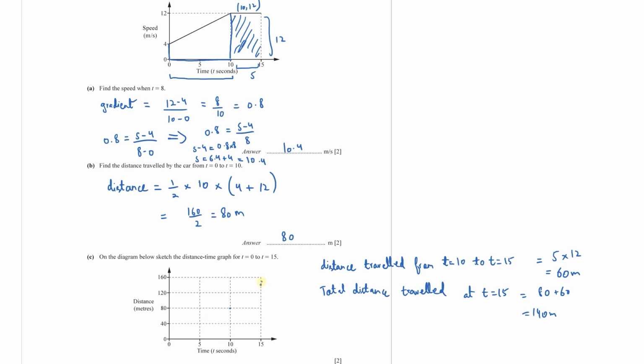Now we have to determine what's the shape of the graph. If you look at the speed time graph, we know that the gradient of the distance time graph is the speed. So from t equals to 10 till t equals to 15, your speed is constant. It's not changing, right? So if the speed is constant, that means the gradient should be constant between t equals to 10 and 15. So what does a constant gradient mean? That means it's a straight line. So between t equals to 10 and t equals to 15, you will actually have a straight line like this.